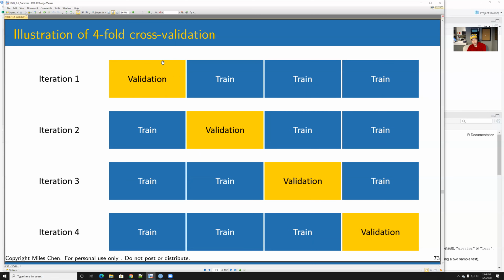So if we do 4-fold cross-validation, the remaining 3 chunks will be trained, and you validate on this one. Iteration 2, the second chunk serves as the validation. Iteration 3, the third chunk serves as the validation. And in iteration 4, the fourth chunk serves as the validation.